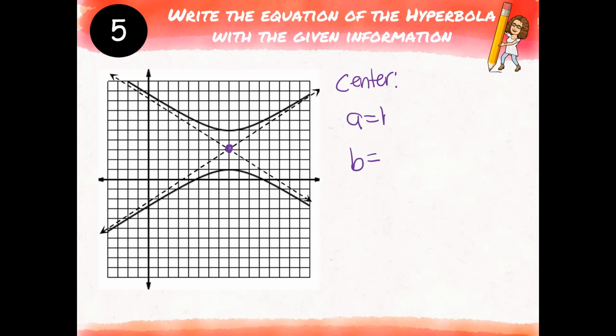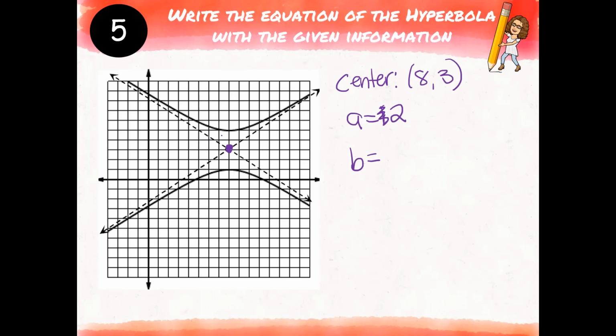1, 2, 3, 4, 5, 6, 7, 8. Yep, 1, 2, 3. 8, 3 is the center of that graph. Now, I need to find the A value. Remember, the A value is the center to a vertex. So that would be 1, 2. My A value is 2.